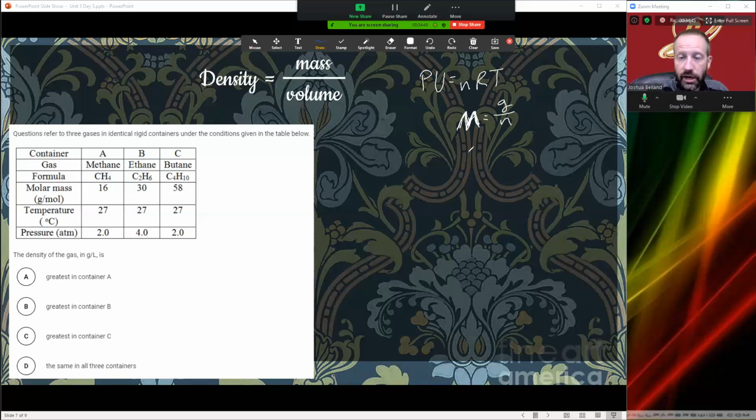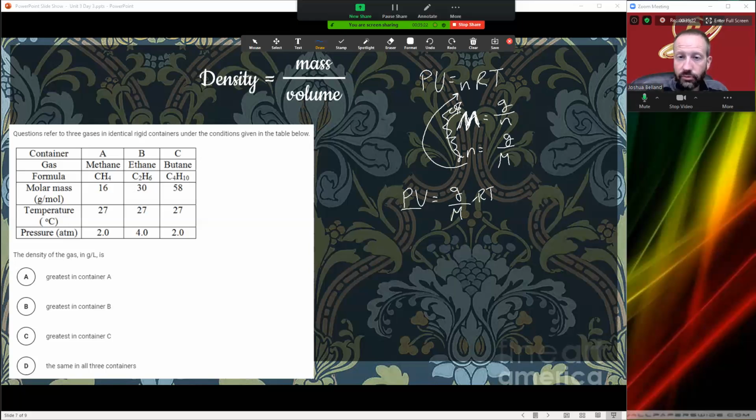So let me rearrange. Moles then must be grams divided by molar mass. So now I can stick that up in there. There we go. So pressure times volume is now grams divided by molar mass times R and T. And mass is grams. Oh, that's good. Volume is volume. Ooh, that's good, except I want the grams on top of volume.